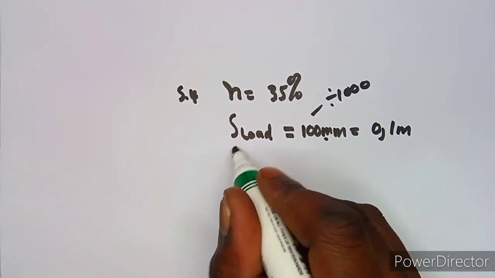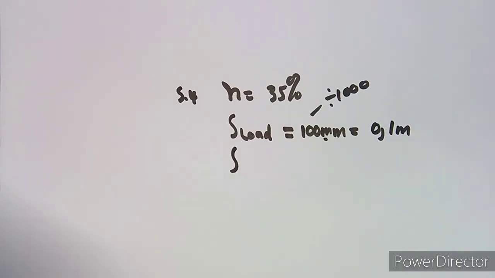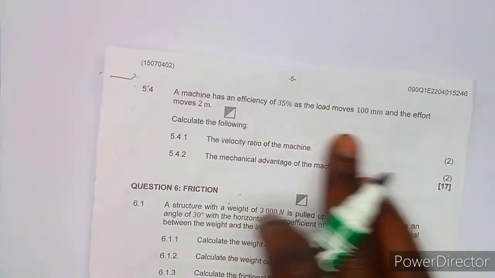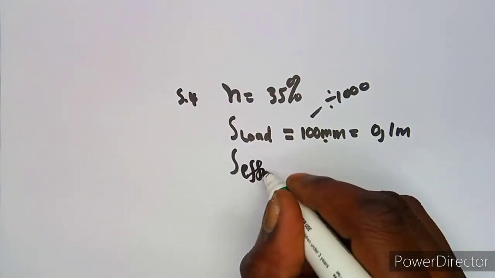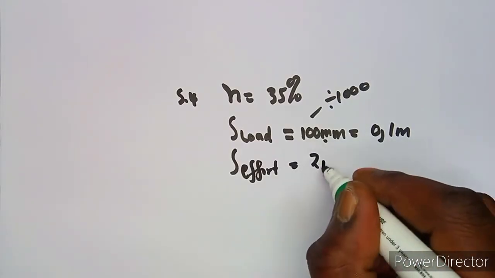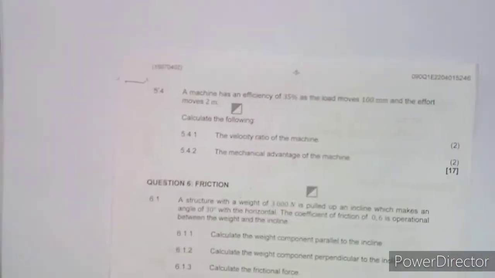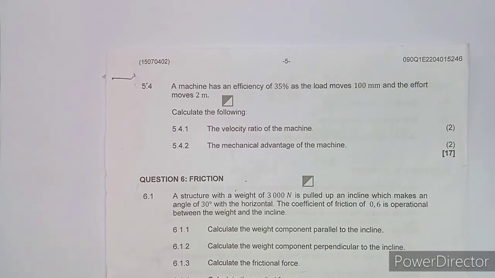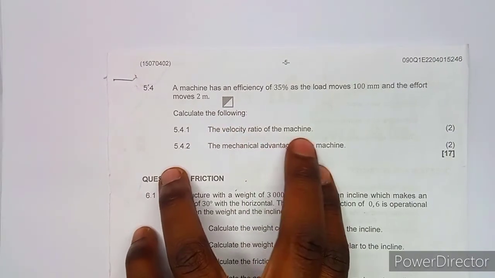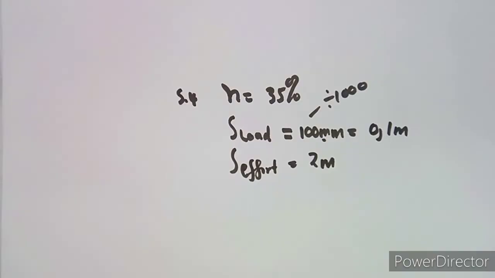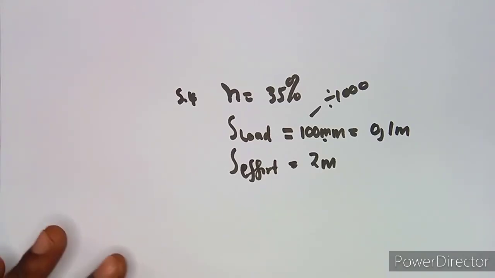All right, then we've got the S, the distance for the effort. The effort moves 2 meters, so the effort is going to move 2 meters. All right, then calculate the following. The first part is to calculate the velocity ratio of the machine. How can I calculate the velocity ratio of the machine?